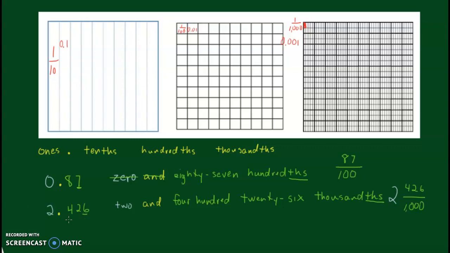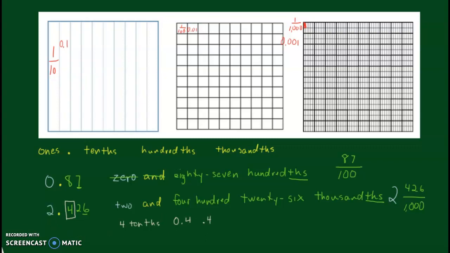I'm going to switch colors for this. So let's look at this 4. What is the value of that 4? Well, we could write it with words or we could write it with numbers. So the 4 is in the tenths place, so we could say 4 tenths, or we could write it 0.4. We could even write it just 0.4, and all 3 of those would be correct.